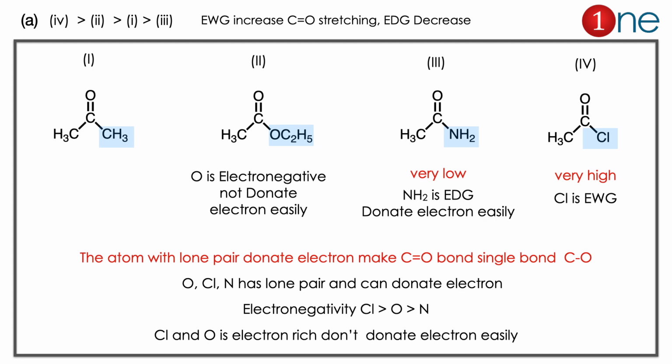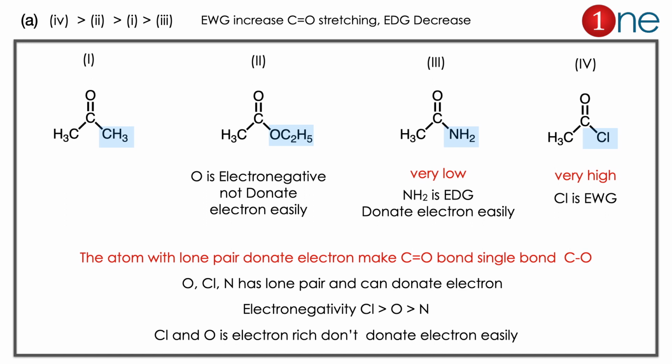Now let us analyze the 4 systems. Here we have to analyze the extremes first. Amide is very low because the nitrogen lone pair can participate. Here nitrogen, oxygen and chlorine have lone pairs. But if you look at the electronegativity, chlorine is more electronegative than oxygen, which is more than nitrogen. So chlorine doesn't donate easily, but nitrogen can donate easily. So what really happens is it weakens the double bond. It will convert the CO double bond into CO single bond. So the stretching frequency decreases there.